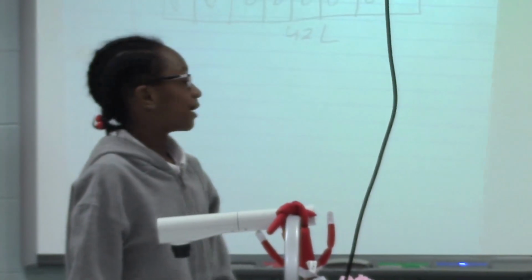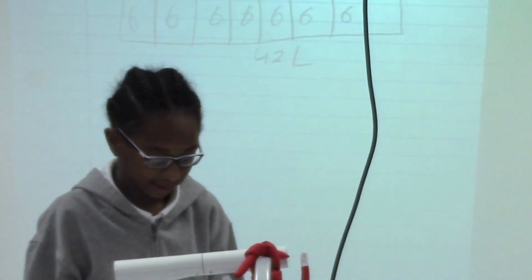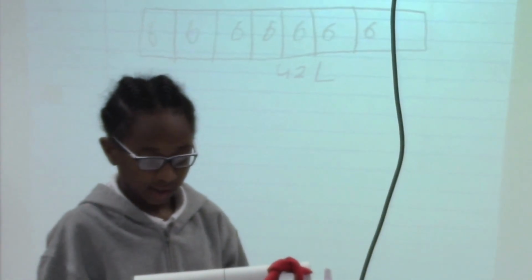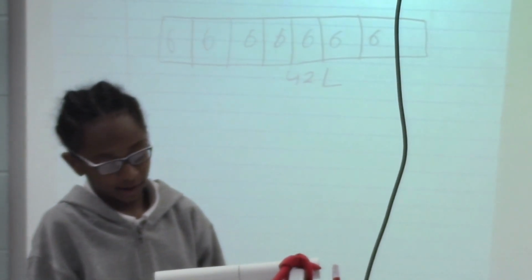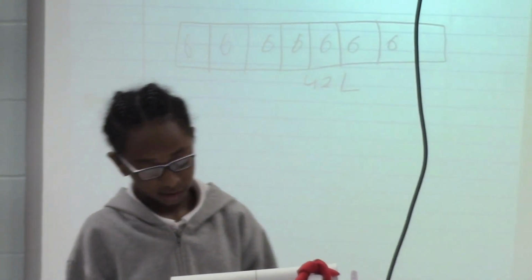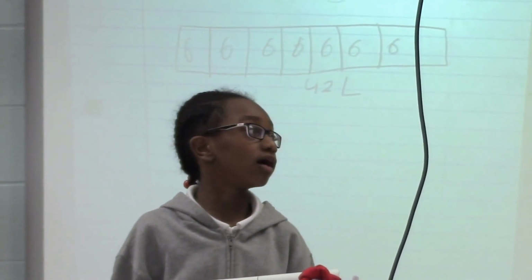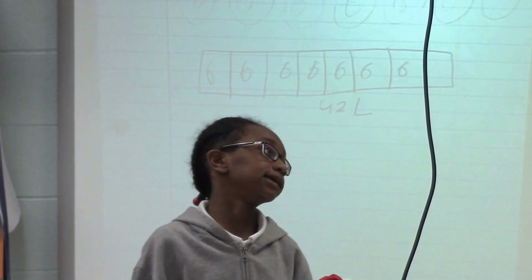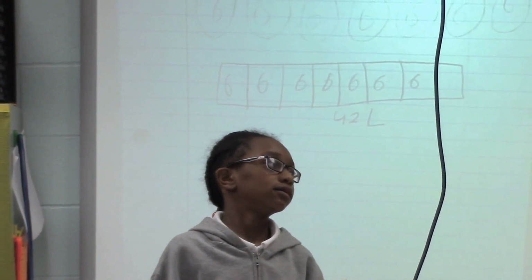Well, Miss Morris said that we had to use the tape diagram, and when I skip counted by 6, I had 42 in all, because 7 times 6 equals 42. Okay, good job. So 7 times 6 equals 42.